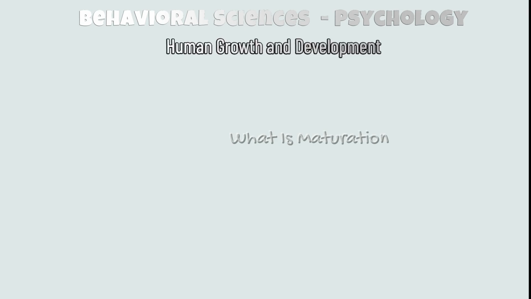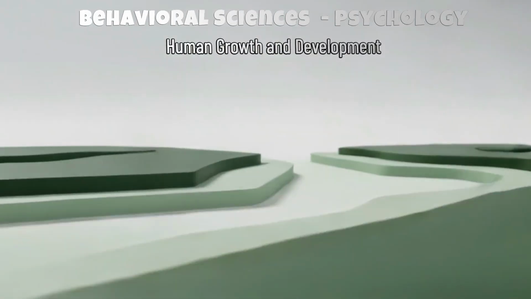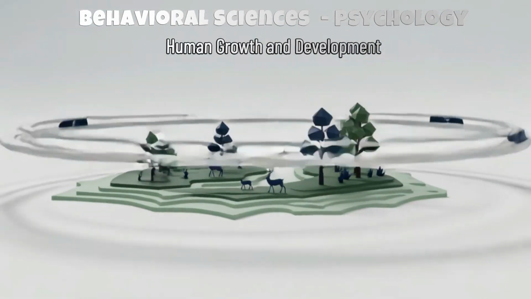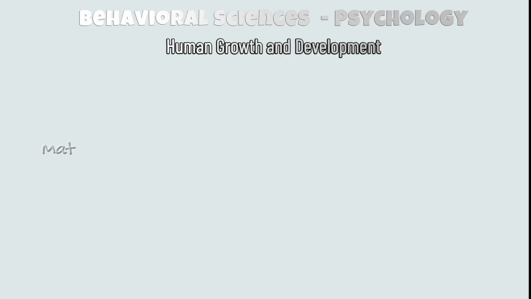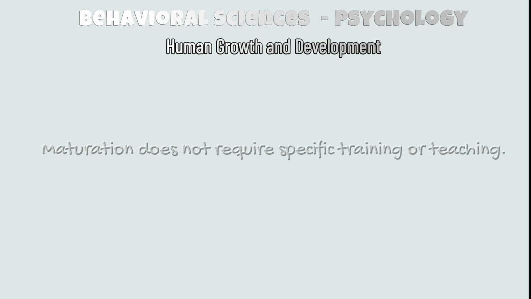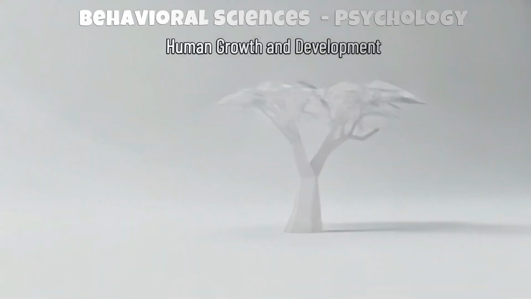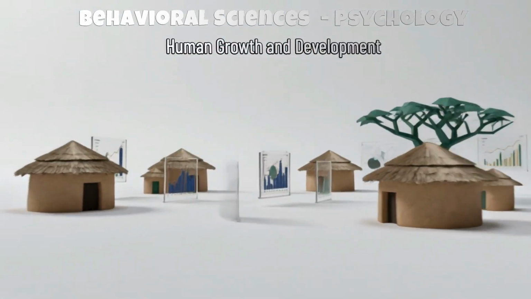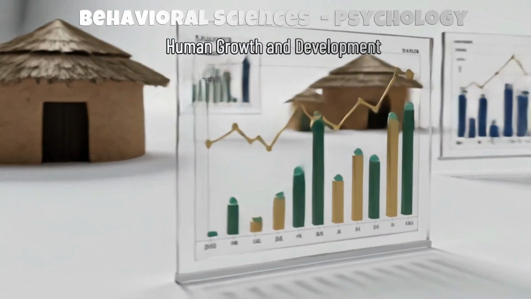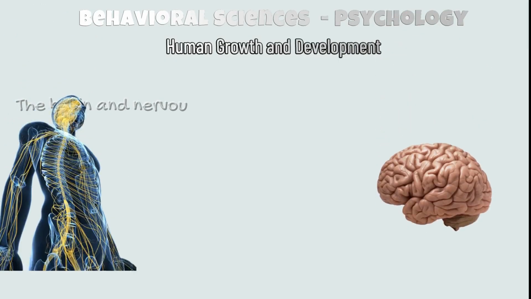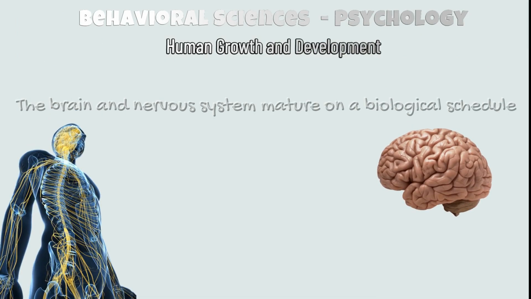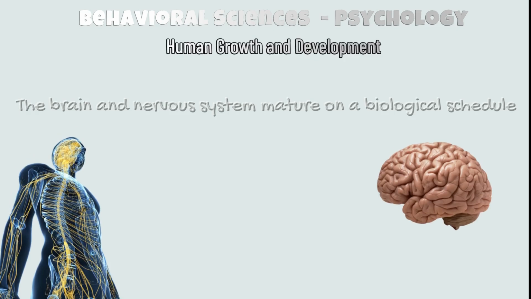What is maturation? The third concept is maturation. Maturation refers to the natural unfolding of biological processes that are genetically programmed, meaning they happen automatically as long as the environment is reasonably supportive. Maturation does not require specific training or teaching. Here is a perfect example. A child in rural northern Nigeria and a child growing up in Nairobi will both, at roughly similar ages, develop the ability to walk. One child is not taught walking step by step, and neither is the other. The brain and nervous system mature on a biological schedule, and walking emerges naturally. That is maturation at work.